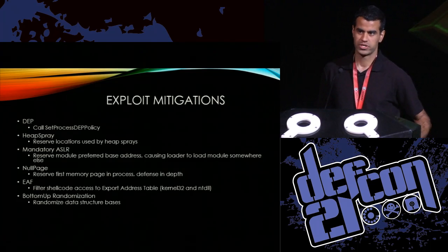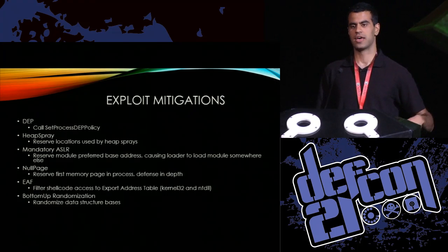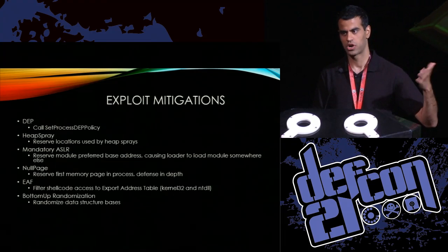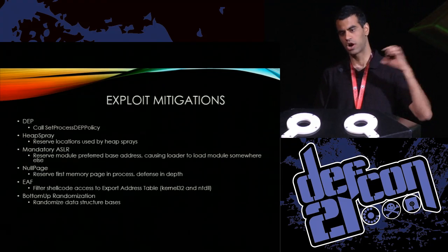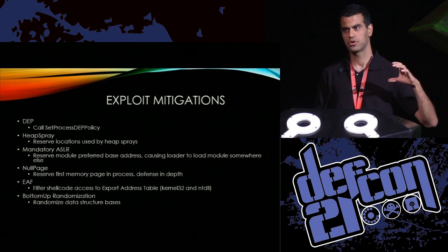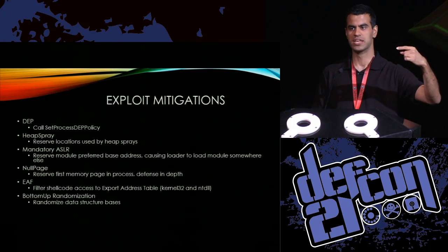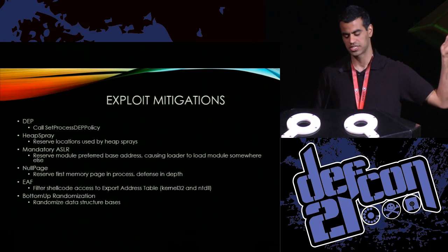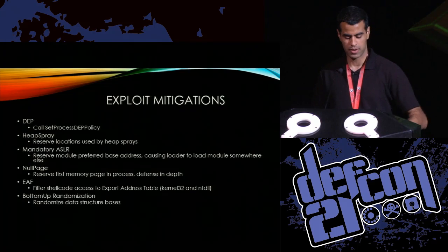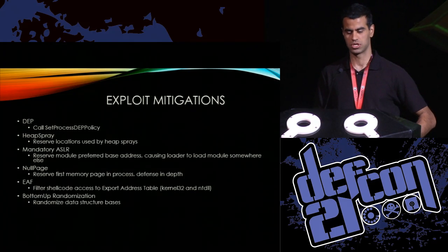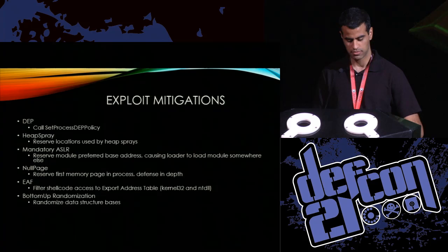The EAF mitigation, which is export address table filtering. If shellcode, for example, is trying to read the export address table, we set a hardware read breakpoint on the export address table to make sure that EIP, which is the x86 instruction pointer, doesn't point to some random place, like in the heap, because that's kind of creepy. Then we also do bottom-up randomization, where we randomize different data structures in the process's address space. As I mentioned earlier, these are all memory corruption mitigations.